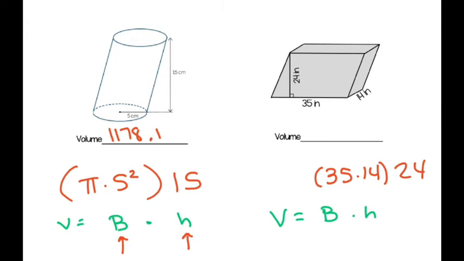Okay, and then for the volume of the oblique cylinder or prism, I'm doing the area of the base, which is the 35 times the 14, and then I'm going to stack it 24. So when I do that math, it comes out to be 11,760, and that's in inches cubed. I should have written that over here, centimeters cubed.